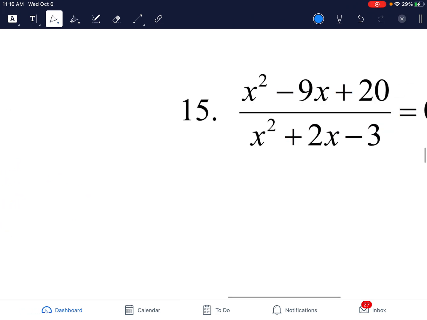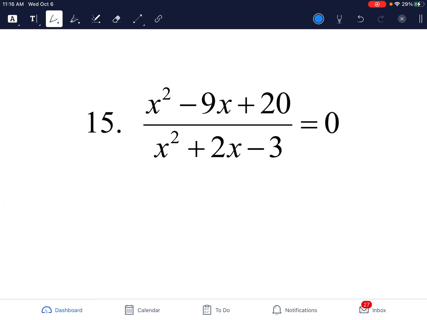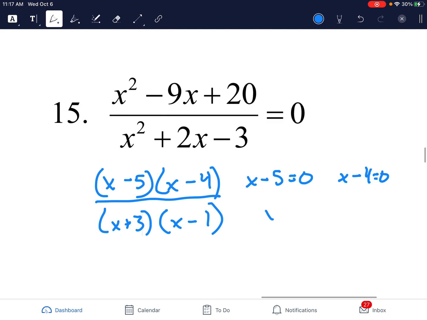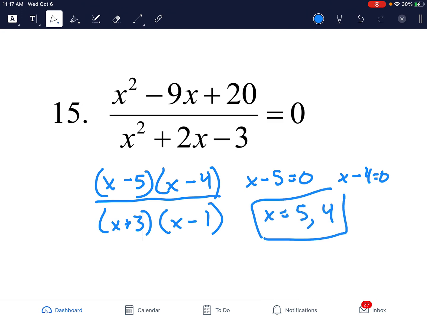All right. 15. Factoring this, we have x minus 5 and x minus 4, two numbers that multiply to be positive 20 but add up to be negative 9. On the bottom, we have x plus 3 and x minus 1. Again, nothing cancels, so we're going to take our two numerator factors, x minus 5, set them equal to 0, and solve. x will equal 5 and 4. Okay.